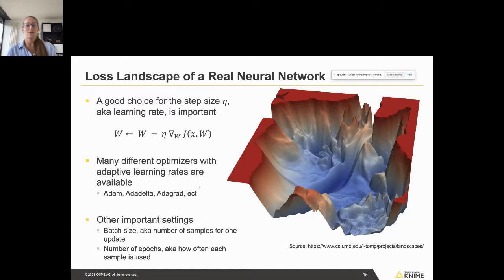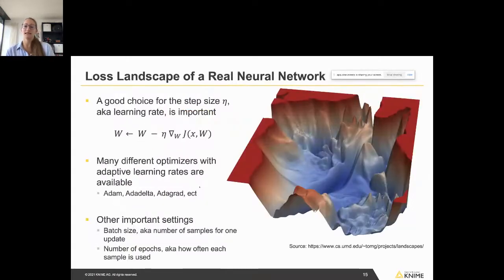And the other important setting is the number of epochs, which is kind of the number of iterations, but it is the definition of how often each training sample is used. So it's not exactly the number of how many weight updates we do, but how often each sample is used.